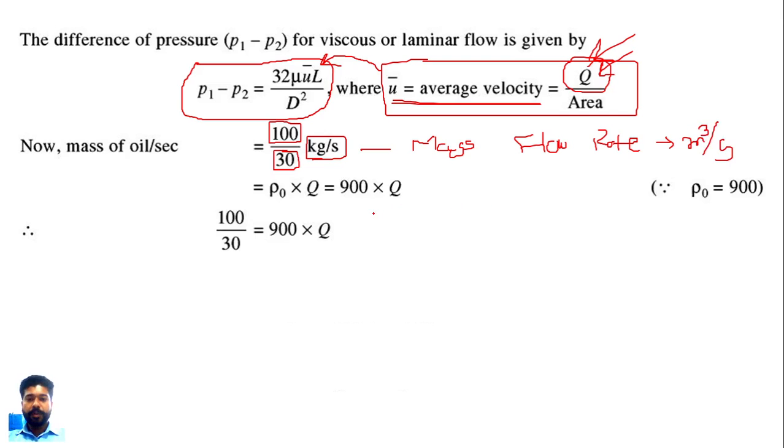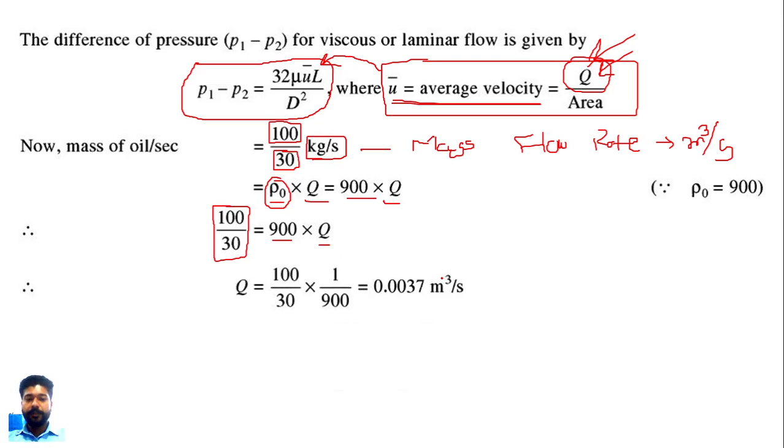So we can see that over here, 100 divided by 30 equals density into Q. So we have density, that is 900, into Q. So this mass flow rate equals density into Q, and it will give you the volumetric flow rate in meter cube per second. You can see that over here, that is kg per second, which is your mass flow rate. To convert this mass flow rate, we need to compare it with the density and Q.